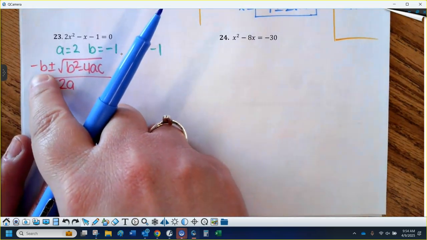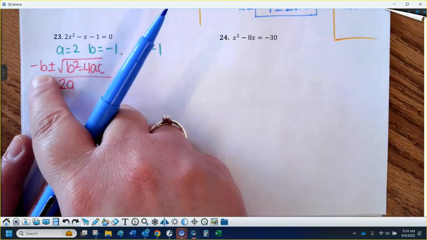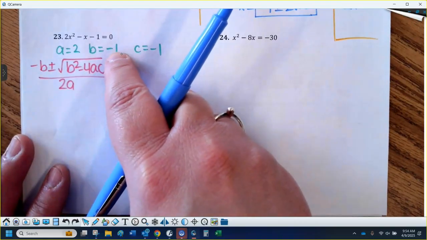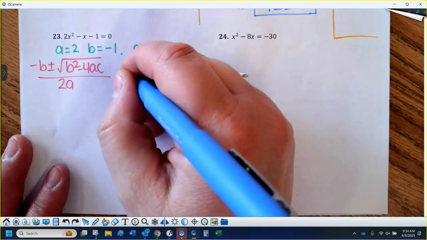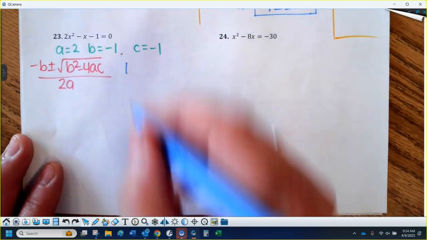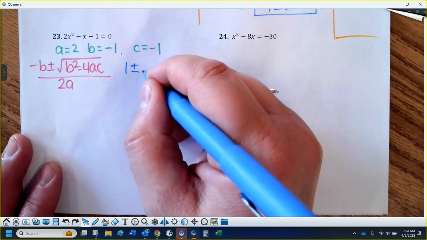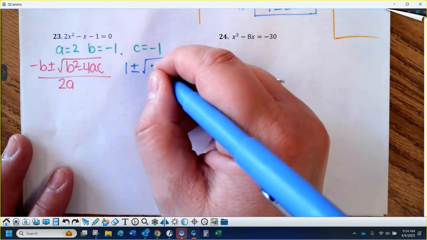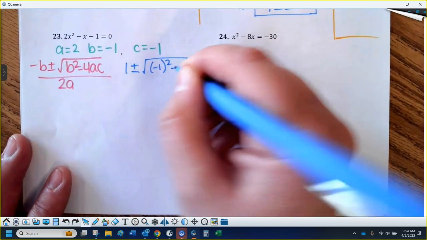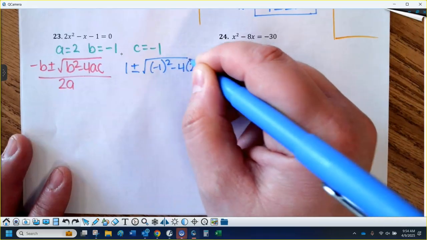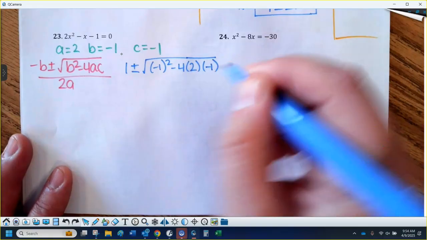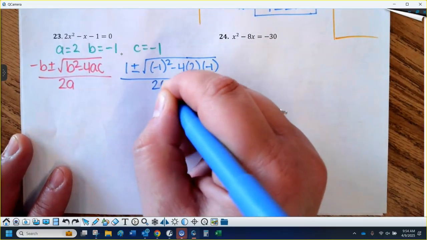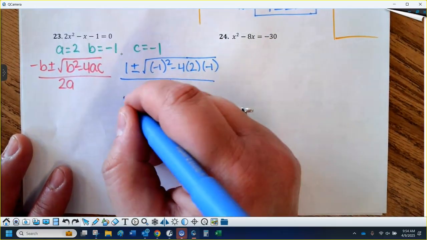So the first part is negative b or the opposite of b. B is already negative, so if I do negative, negative, it's actually going to look like a positive 1 because it's the opposite of b. So it'd be 1 plus or minus square root 1 squared minus 4 times a value is 2 times my c value, which is negative 1. And everybody over 2a, so 2 times 2.